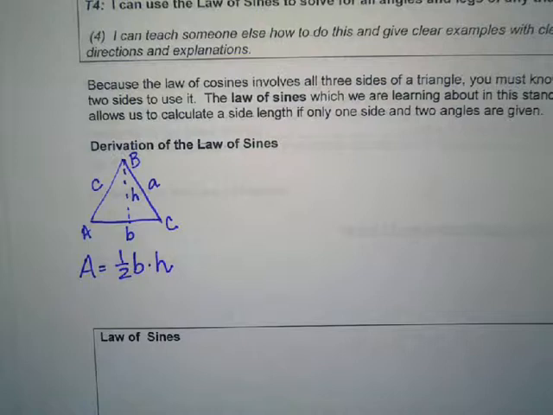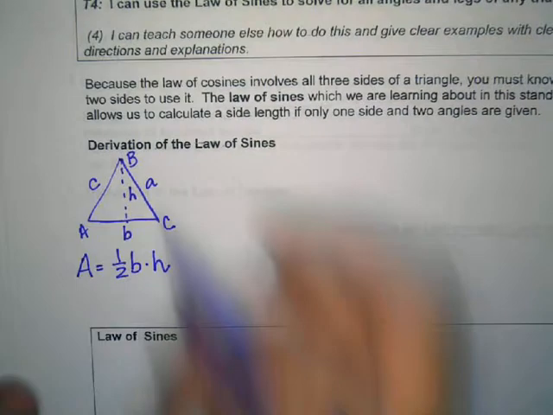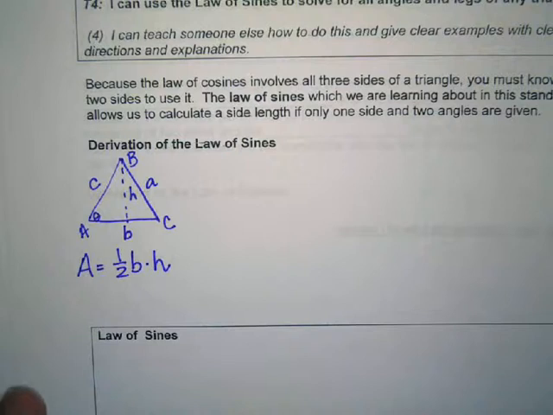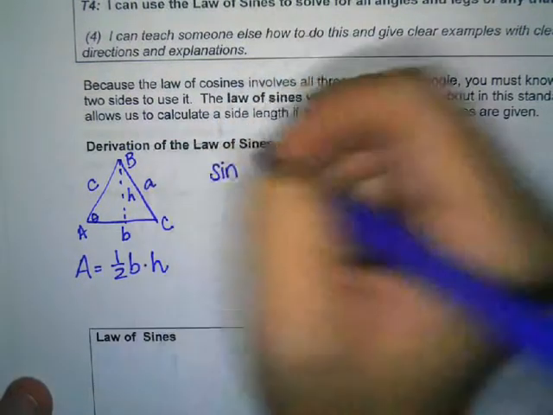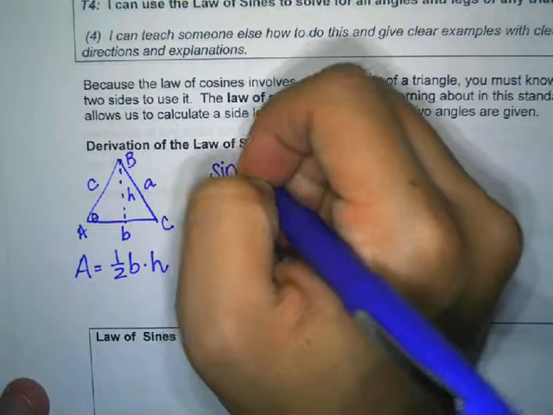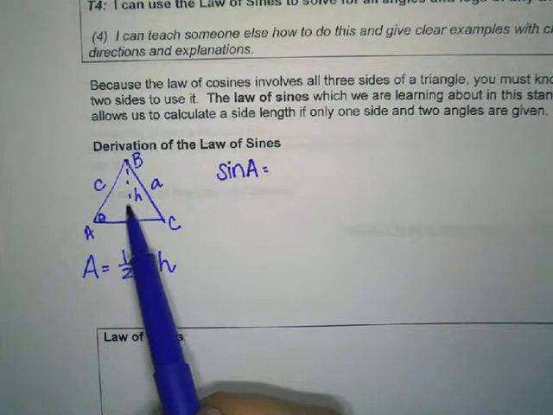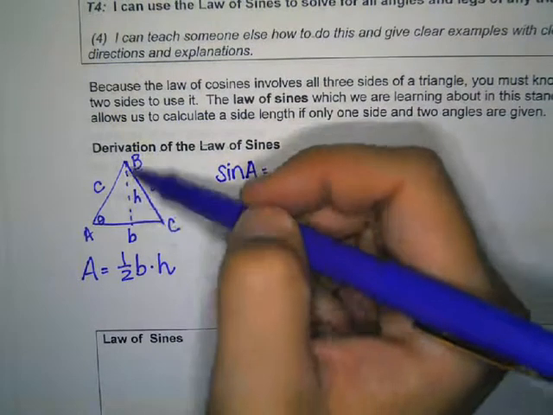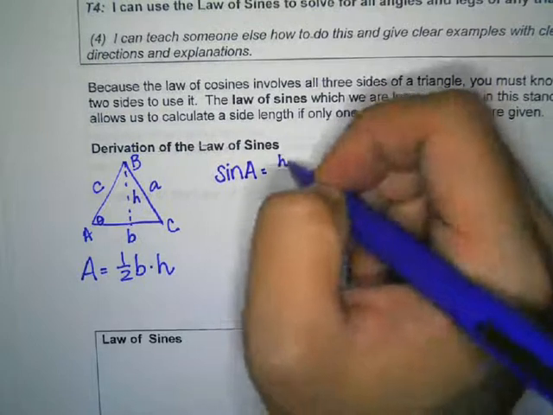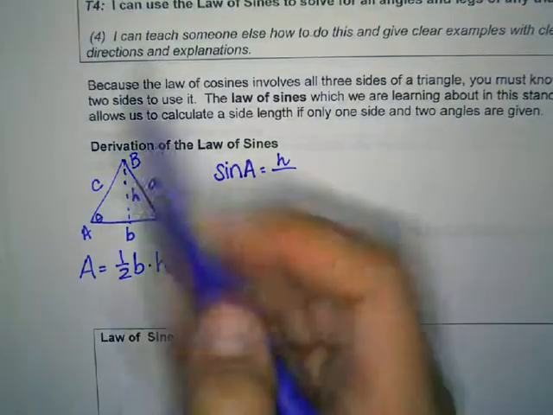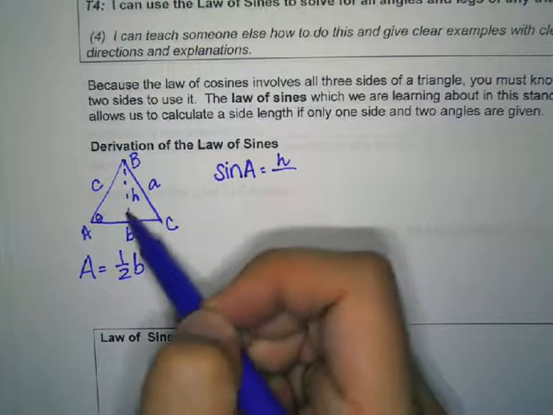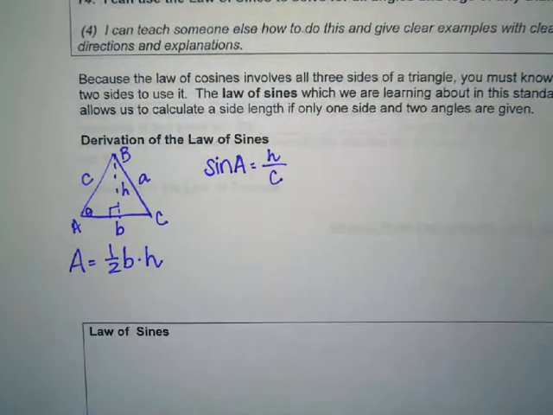We can write everything in terms of A, B, and C if we play around with that H a little bit, using some of the trig stuff that we've already talked about. Okay, so we're going to use the fact that if I look at this angle A here, sine of A would be the opposite, so that'd be H, right? Over what? The hypotenuse. What's the hypotenuse of that right triangle that you see there? C.